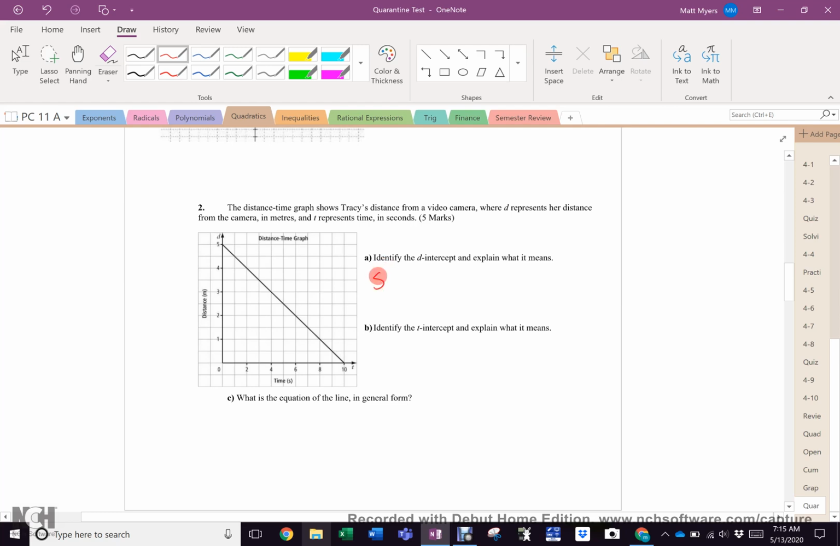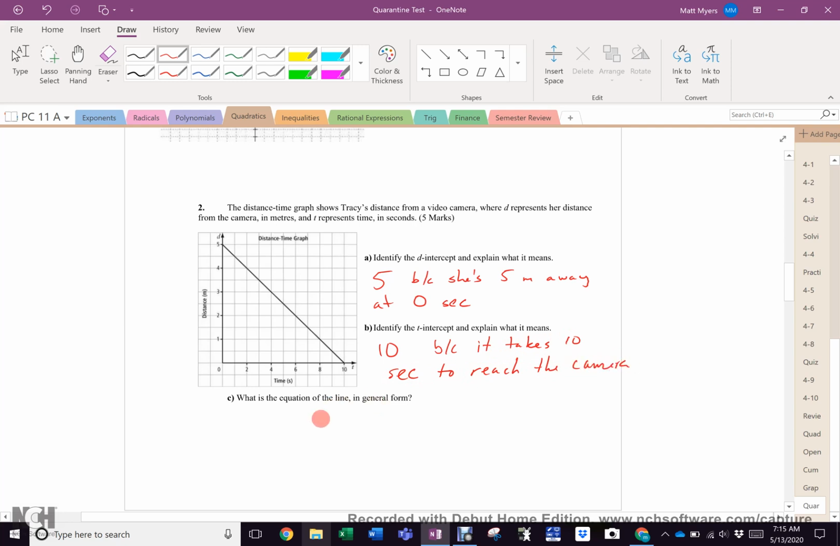The d-intercept is 5 because she's 5 meters away at 0 seconds. The t-intercept is 10 because it takes 10 seconds to reach the camera.